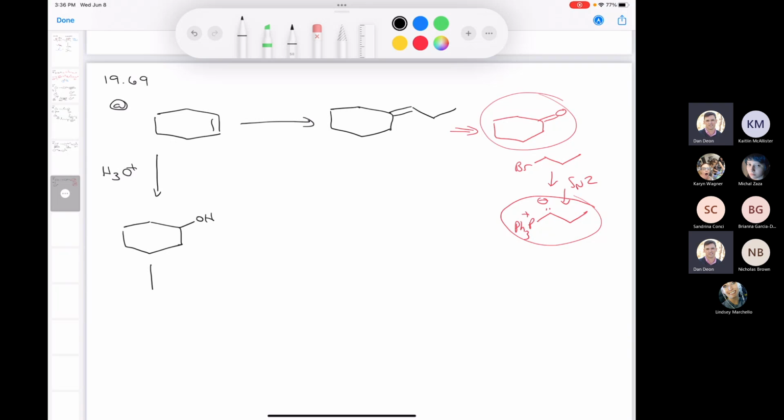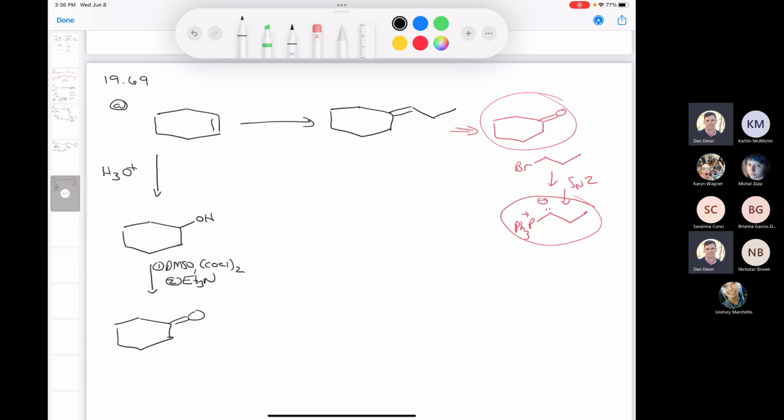So then I'm going to treat that with PCC or sodium dichromate, or you could use Dess-Martin periodinane. You could use the Swern. Maybe we'll try the Swern again. So DMSO and oxalyl chloride, followed by triethylamine. And that gives us cyclohexanone, this compound.